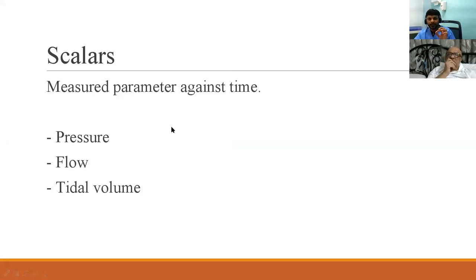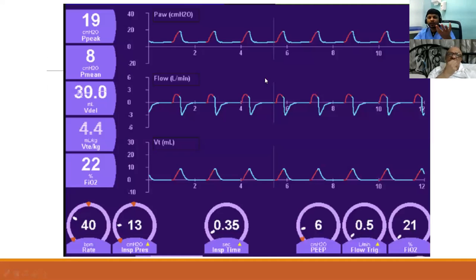So I'll quickly spend a little time on scalars. Like I said, each of these parameters is measured against time. In the sense, in a real-time scenario, how the pressure is moving, how the flow is moving, and how the tidal volumes are plotted on a baby. So this is how the normal ventilator screen looks. Irrespective of the kind of ventilator we use, more or less these parameters are measurable in almost all ventilators. The small screen that is there on the ventilator can also show these parameters.